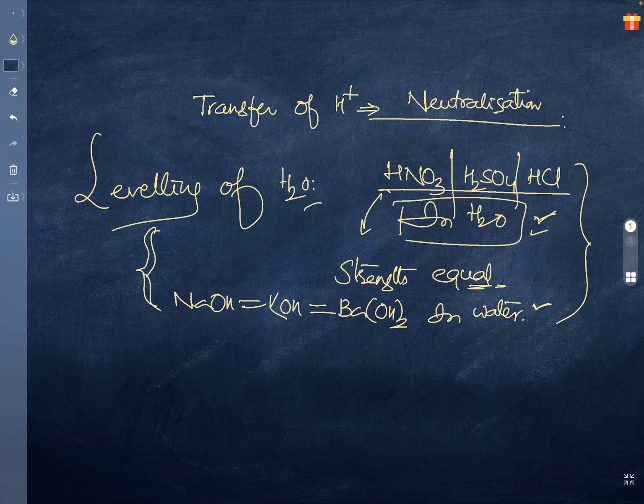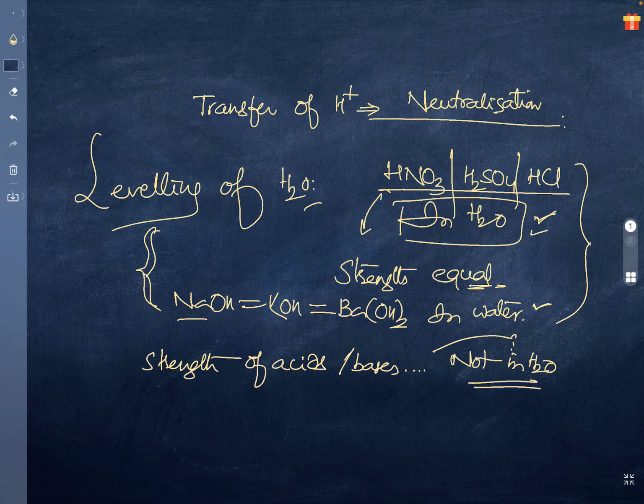When the leveling effect of water is known to you, you should not decide the strength of acids or bases in water. If you are saying in water, it is gone, because all will be equal. All the acid strength will be equal to H plus ions of water, and all the base strength will be equal to OH minus ions of water. So in this sense, you cannot judge which is the stronger acid. To decide that, we will discuss in the next session. Thank you.